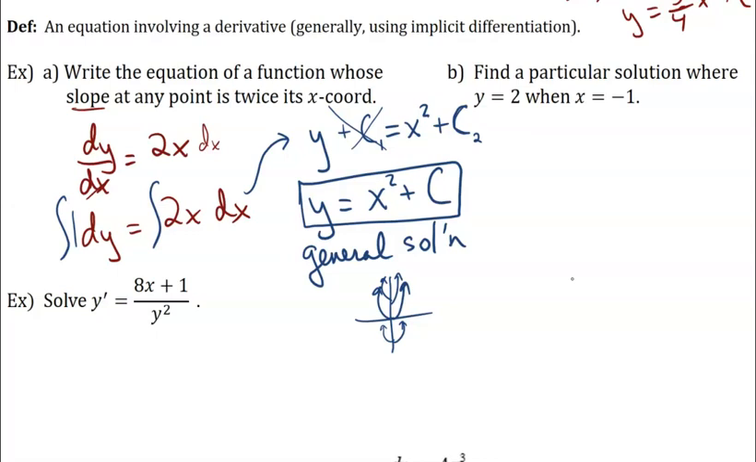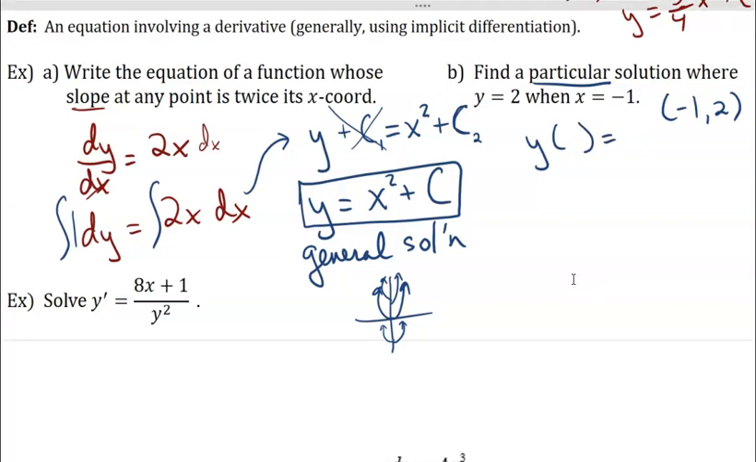The second part says find a particular solution. So now we want to know, okay, but which one of these? So find the specific function where y equals 2 and x equals -1. So now I have what's called the initial condition, and that's this ordered pair, which we can write as -1 comma 2, or with differential equations, it is more likely that you see it written y of -1 equals 2. So the function at x equals -1 is 2.